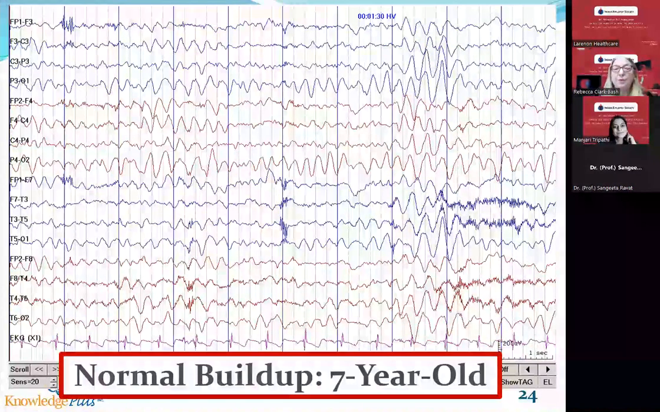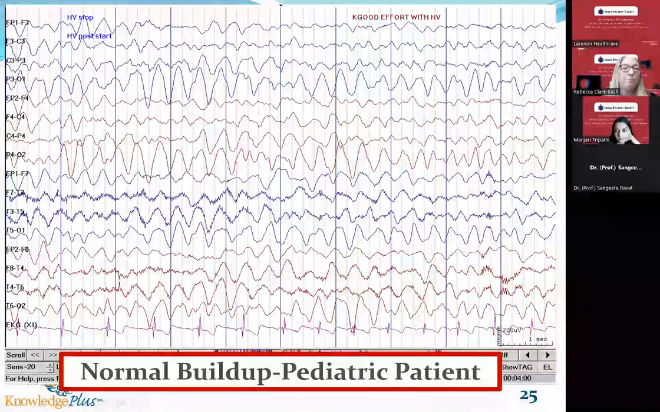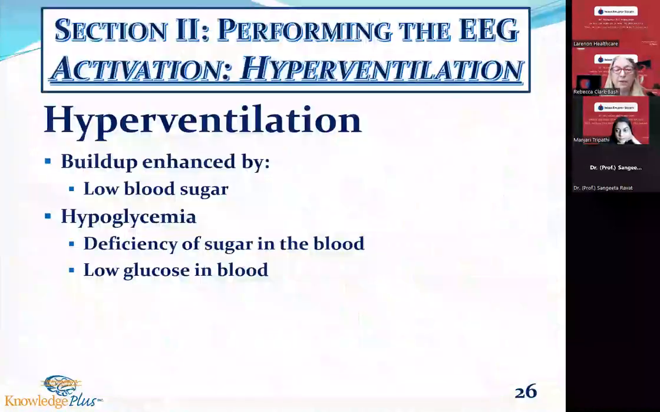So this is a 7-year-old girl. By age seven, we expect the PDR to be around 8 hertz, like an adult. When you look at this slowing, it slows her posterior activity down to 3 or 4 hertz. That's normal. That's absolutely normal. Here's another pediatric patient. The fourth line up here, P3 to O1. The eighth line, P4 to O2. Beautiful delta range buildup response. Normal. Linked to no diagnoses.